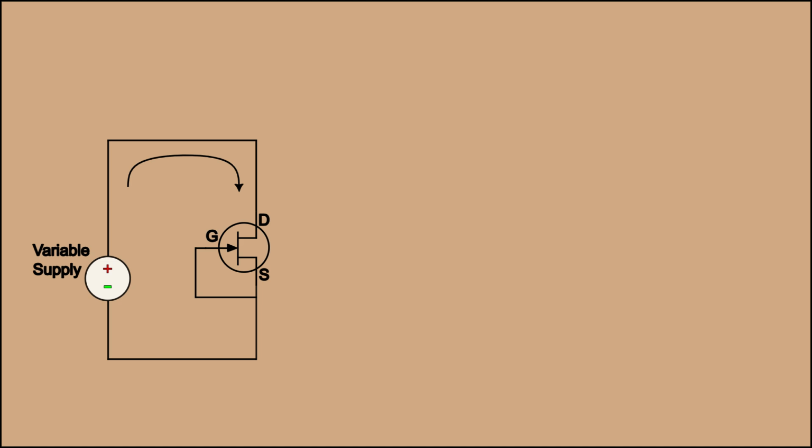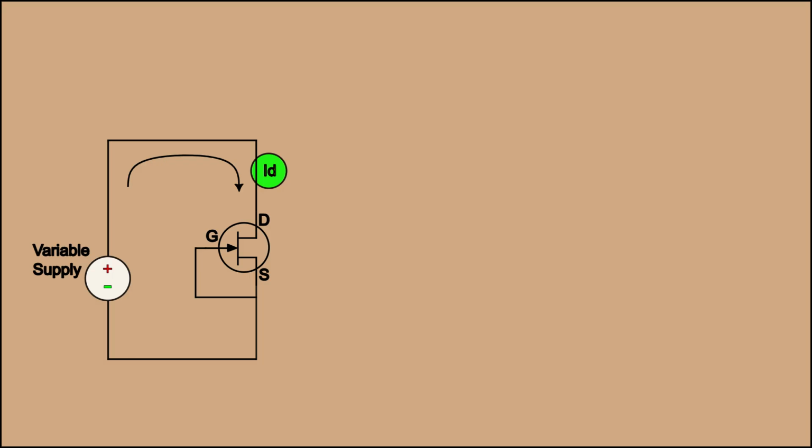Notice that we have connected the gate of the JFET to the source of the JFET. This will cause it to have the least amount of resistance between the drain and source. We will measure the drain current with a meter and call it ID. It will vary depending on the voltage provided by the variable supply.